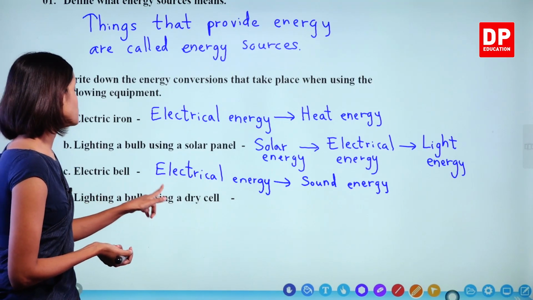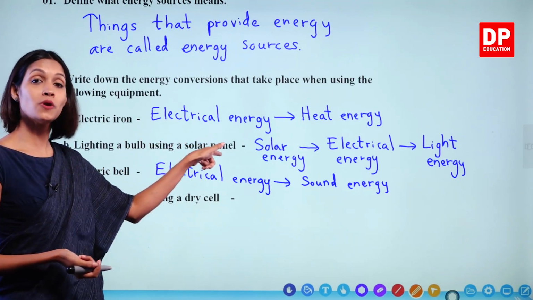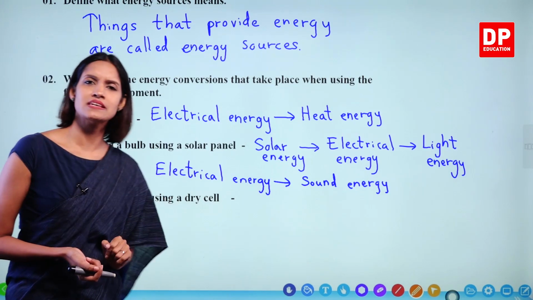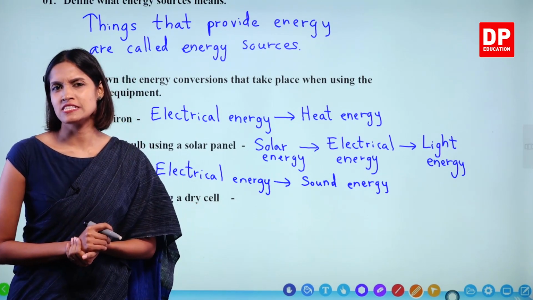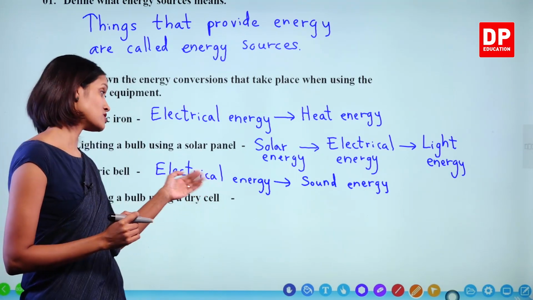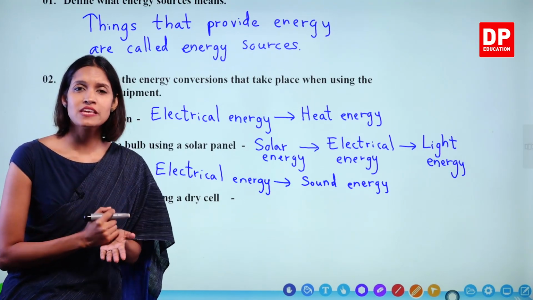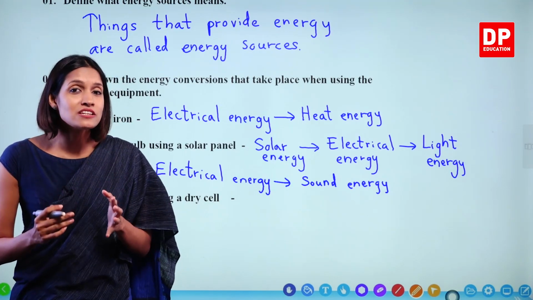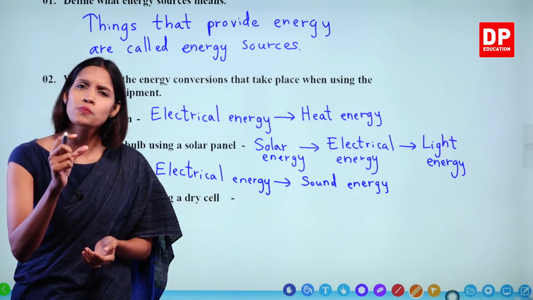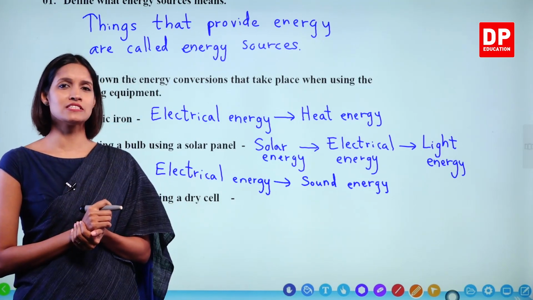Light in a bulb using a dry cell. Now here, the earlier one was light in a bulb using a solar panel, and this one says light in a bulb using a dry cell. What do you know about dry cells, children? Now in this lesson we did not learn about dry cells, but as additional knowledge this is really important. When it comes to any kind of cells or batteries, they generate electricity using chemical reactions. Have you ever opened up dry cells, children? Have you ever observed what is present inside dry cells?